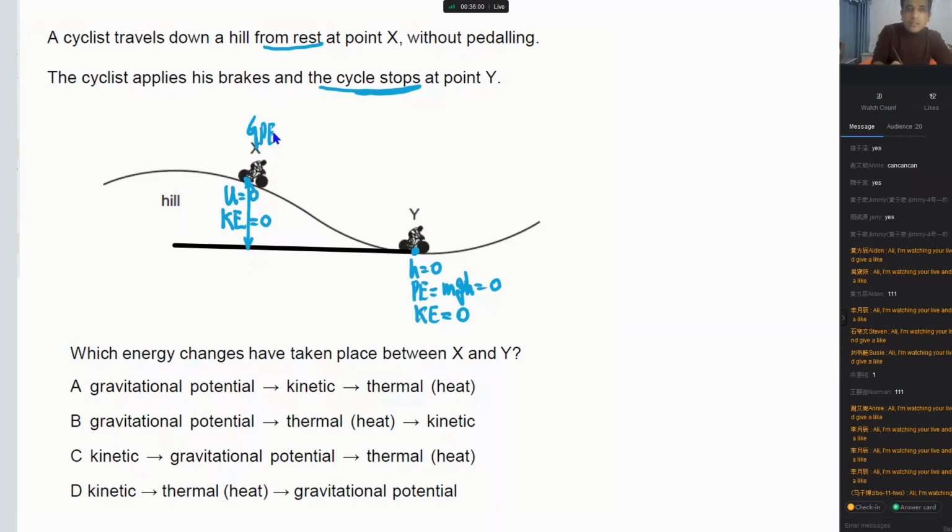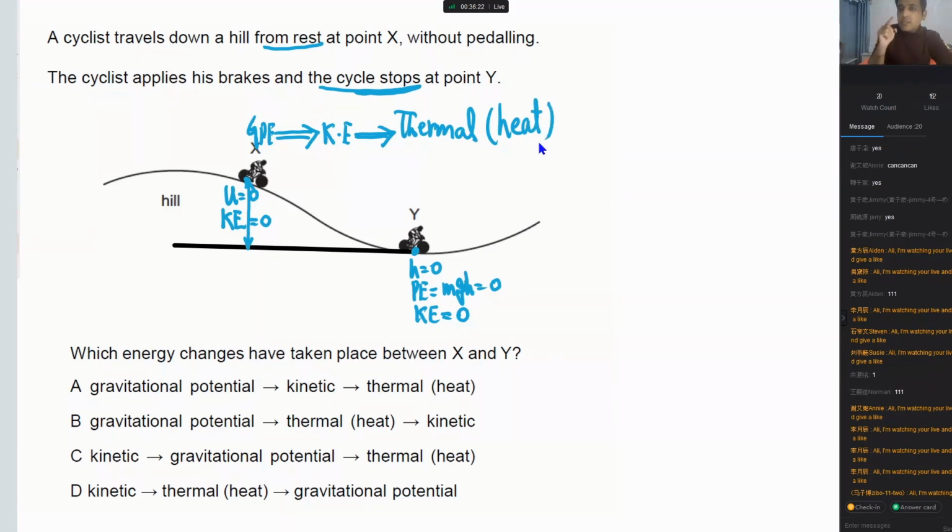First thing, it has GPE. This GPE will be converted into kinetic energy. And then kinetic energy, finally, will be converted into thermal energy. Finally, when it stops, kinetic energy becomes 0. So this energy will be converted into thermal energy, or simply you can say heat.